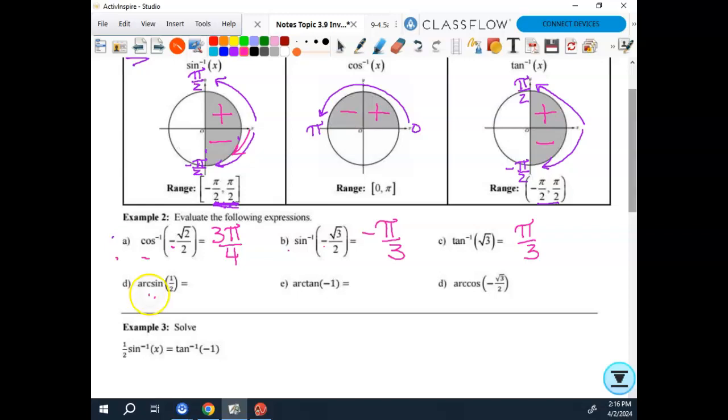No. So what angle gives me a sine value of 1/2? Pi sixth, right? And this is positive, so my answer is just pi sixth. All the positive stuff comes from the first quadrant. Is sine also positive somewhere else? Yes, but right now we don't care, because we don't get to put answers from there. All right, what angle gives me a tangent value of 1? Pi fourths. Okay, so pi fourths, but this is negative, so I'm going this way, so it is negative pi fourths.